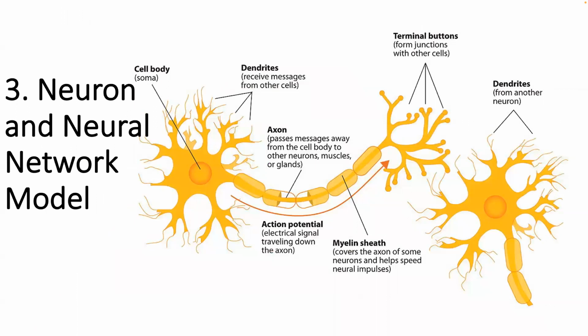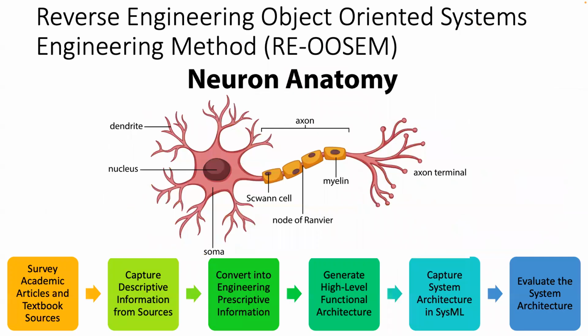Third, let's think about the neuron and the neural network model. You might recall that I showed this reverse engineering object-oriented system engineering method, or REOSM, when I was trying to create a creation model in engineering terms. And so the bulk of what this paper and this talk are focusing on really is this area, but I wanted to put this in a larger context.